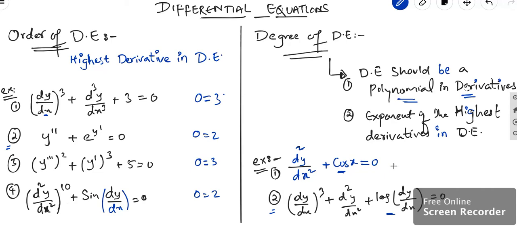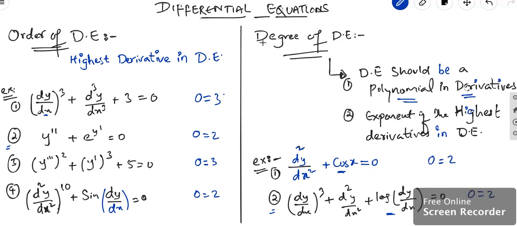Coming back to this question, although it asks about degree, we can still find the order. The order for this is only what is given, so the order is 2. Whereas in this one, again we have dy by dx within the bracket, which is first, here also it is first, and we've got 2 here, so the order is going to be 2.